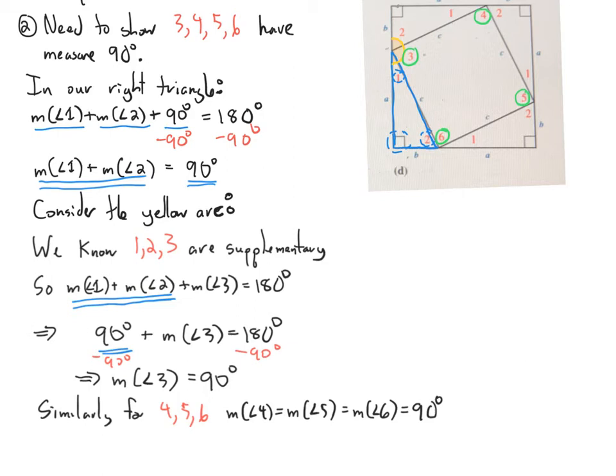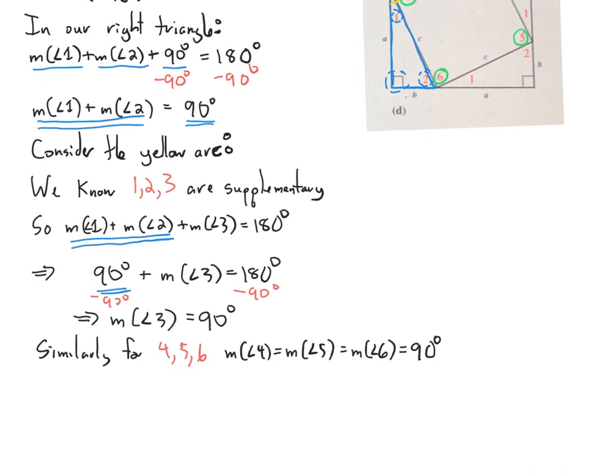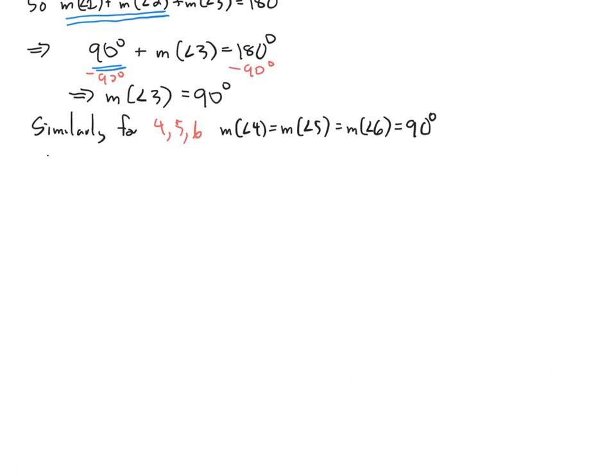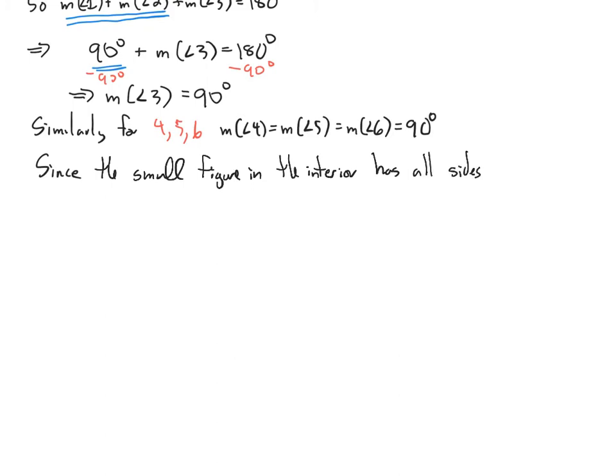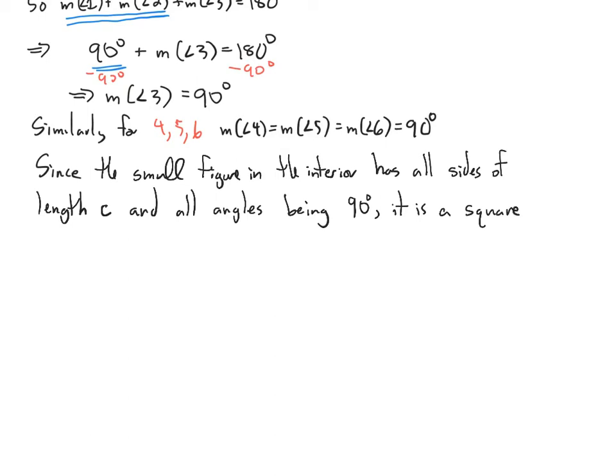So since, let's do this in black, the small figure in the interior has all sides of length c, so they're all the same length, and all angles being 90 degrees, it is a square. So we know that.